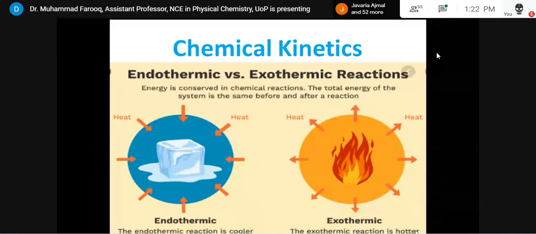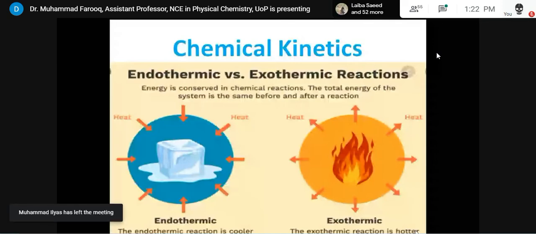For example, when we put calcium hydroxide in water, what happens? Heat is produced. You can see the fumes coming out from the container. So it means calcium hydroxide reacting with water is exothermic in nature.